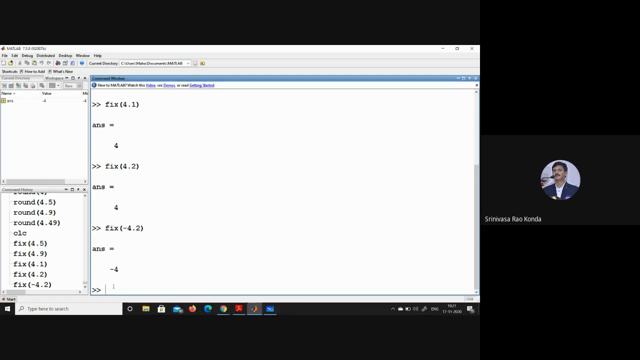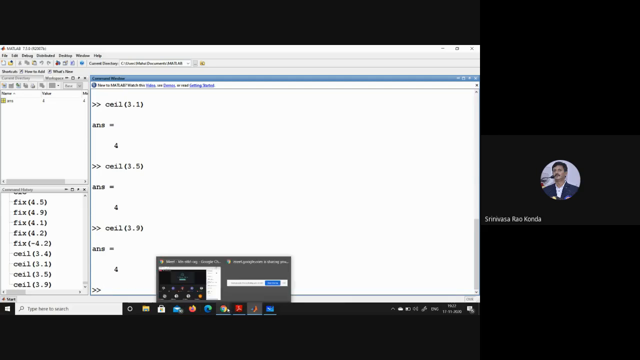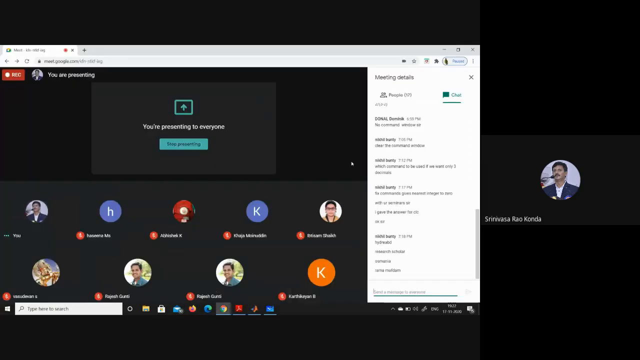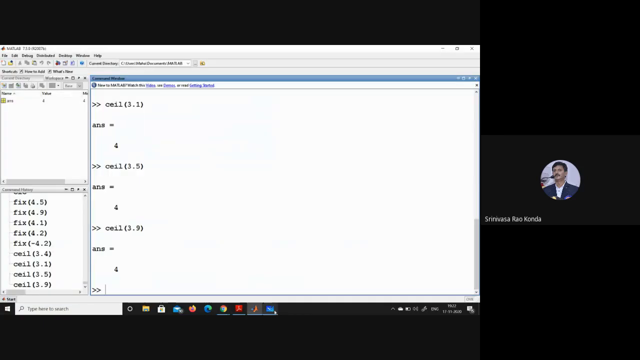There is another rounding command, the ceil command. Ceil of 3.4. What will happen? Ceil of 3.4, 3.1, 3.5, 3.9. What is it doing? Ceil command.